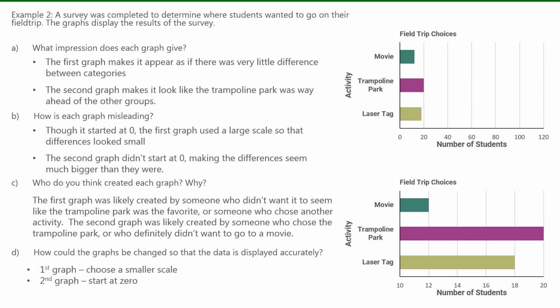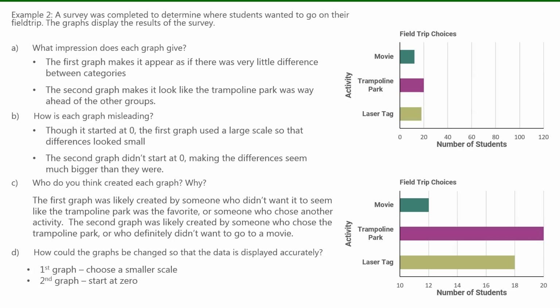The second graph should start at 0. The scale is fine, the numbers only go up to 20 anyway, but they've omitted all the information below 10, so it makes the movie category look extremely small. Laser tag looks 4 times as big as the movie category, and the trampoline park looks 5 times as big, when in actual fact, there were 12 students who chose a movie and 18 who chose laser, so that's only 6 students more, and 20 who chose the trampoline park, so that's only 8 more than the students who chose the movie.